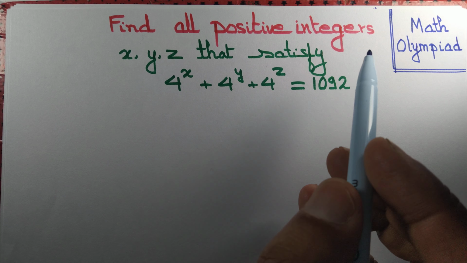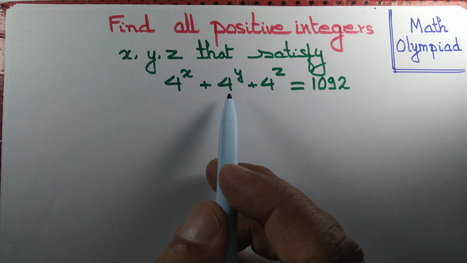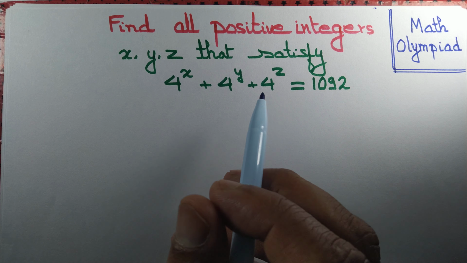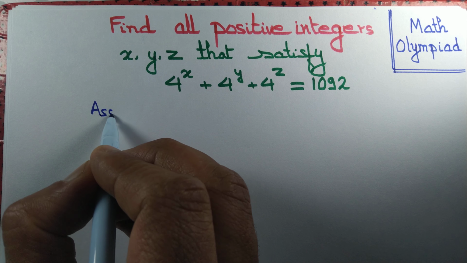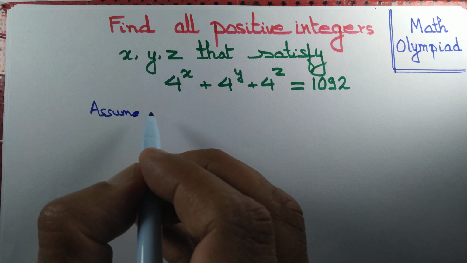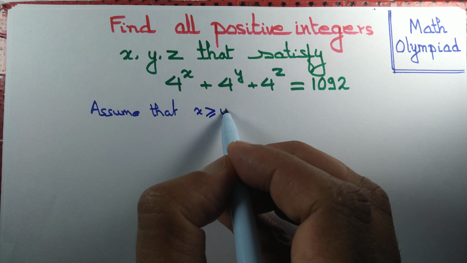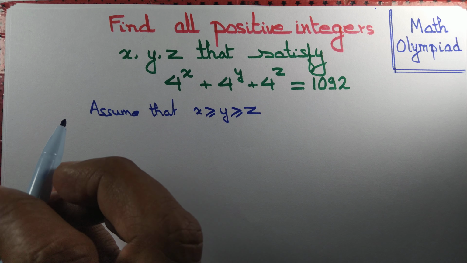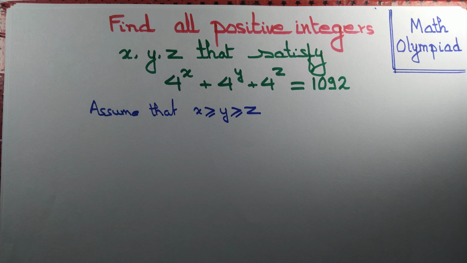Let us find all the positive integers x, y, z that satisfy the equation 4^x + 4^y + 4^z = 1092. We assume that x is greater than or equal to y and y is greater than or equal to z. This is just a simple assumption to make our work easier. It may happen that y is equal to z or y is not equal to z.